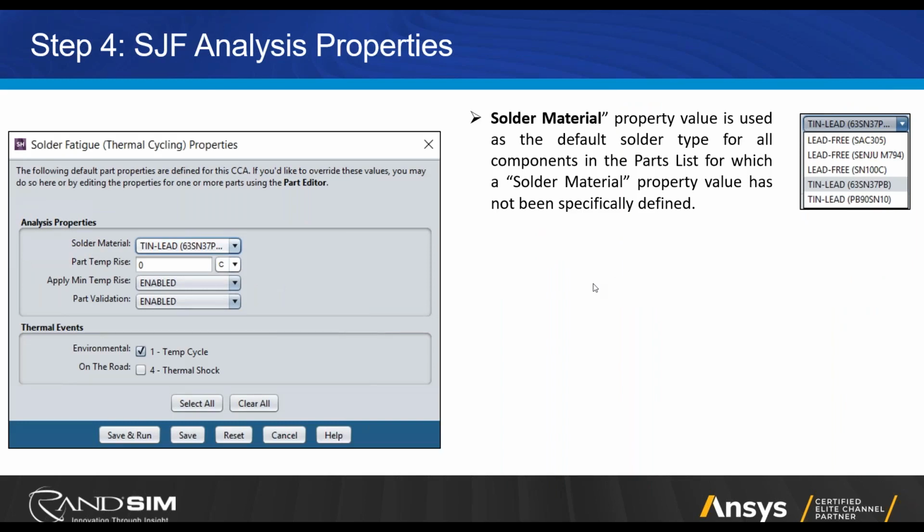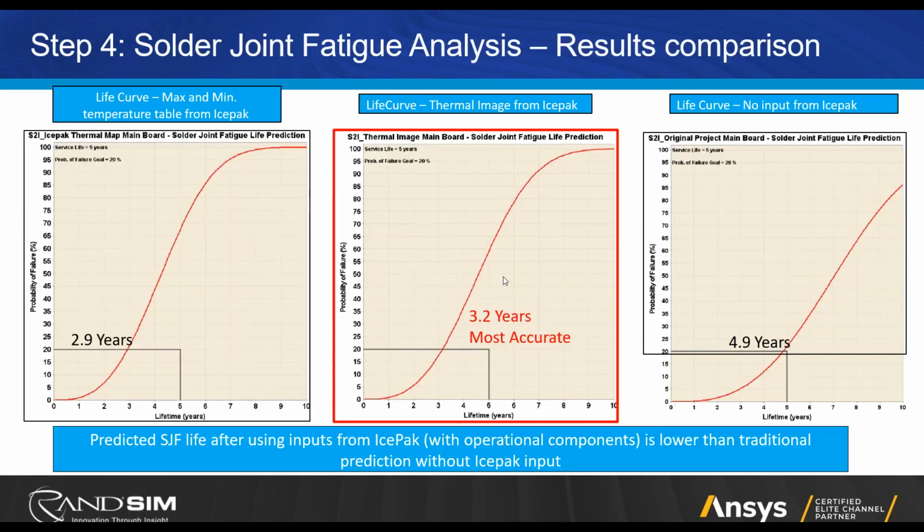So now we can set some more material properties of our solder joint fatigue analysis. One thing that's good to do is confirm which type of solder you're using, as that of course affects how quickly it gets fatigued. And here we have the results.